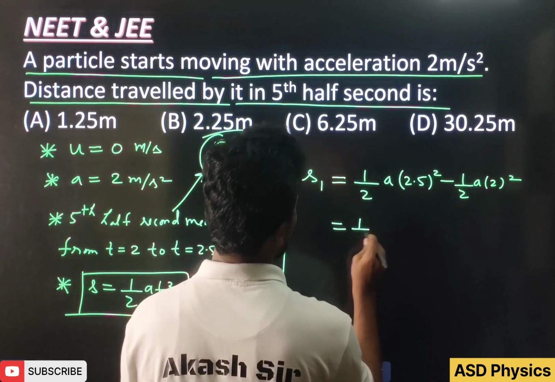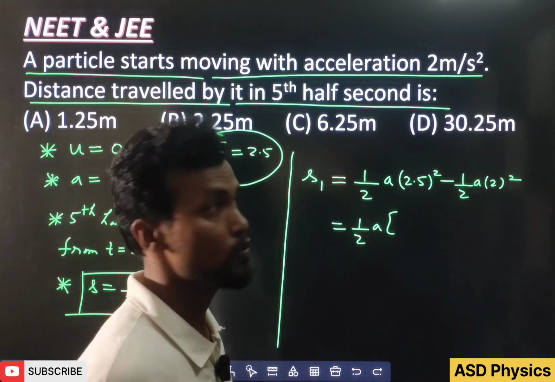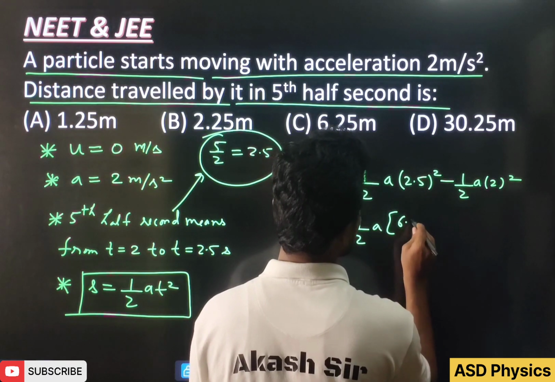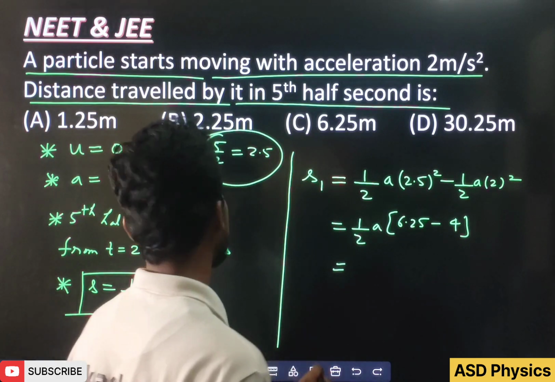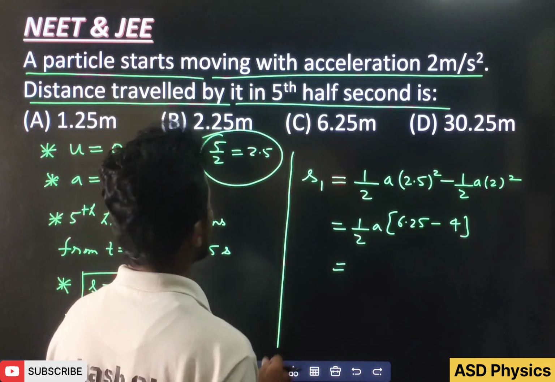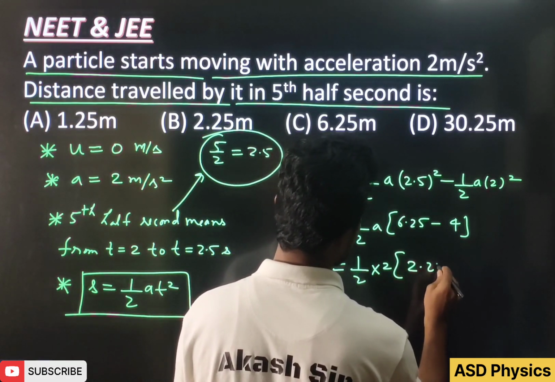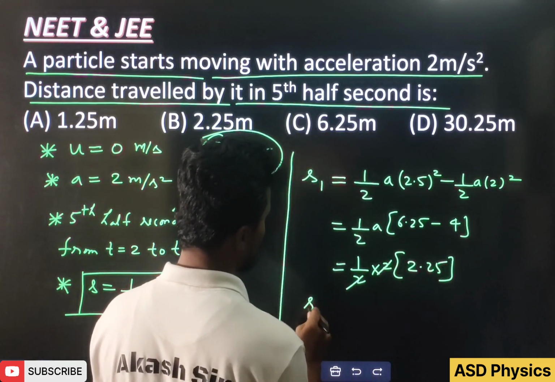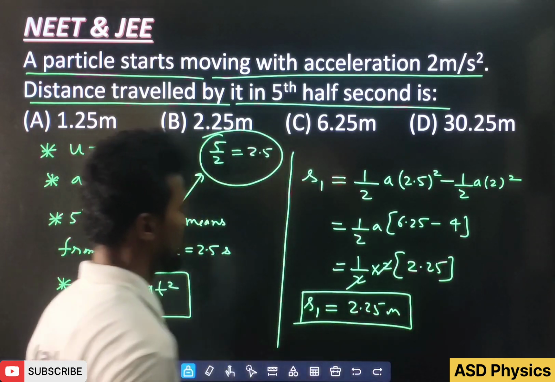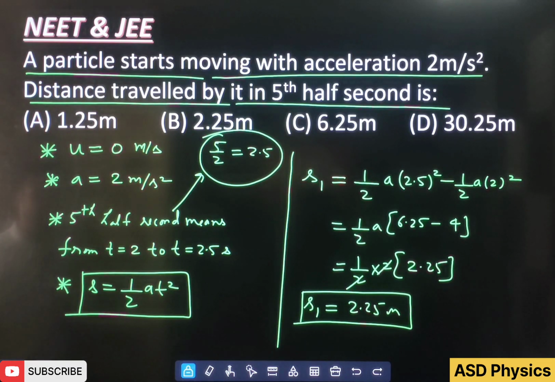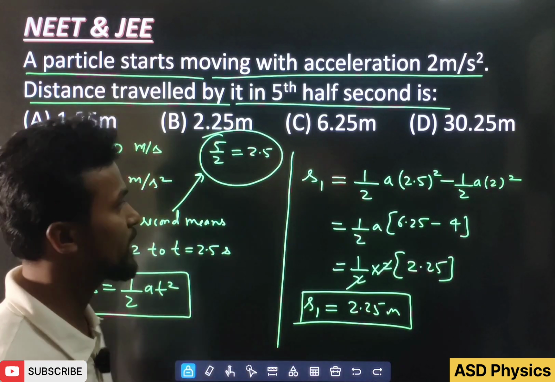So we can take half a common. 2.5 square means 2.5 into 2.5, it will become 6.25, minus 2 square, which is 4. And what is the value of a? The value of a is 2. So half into 2, 6.25 minus 4, 2.25. 2 and 2 cancel. That means in fifth half second, it is going to travel 2.25 meter. I hope the calculations are correct. Okay, great.